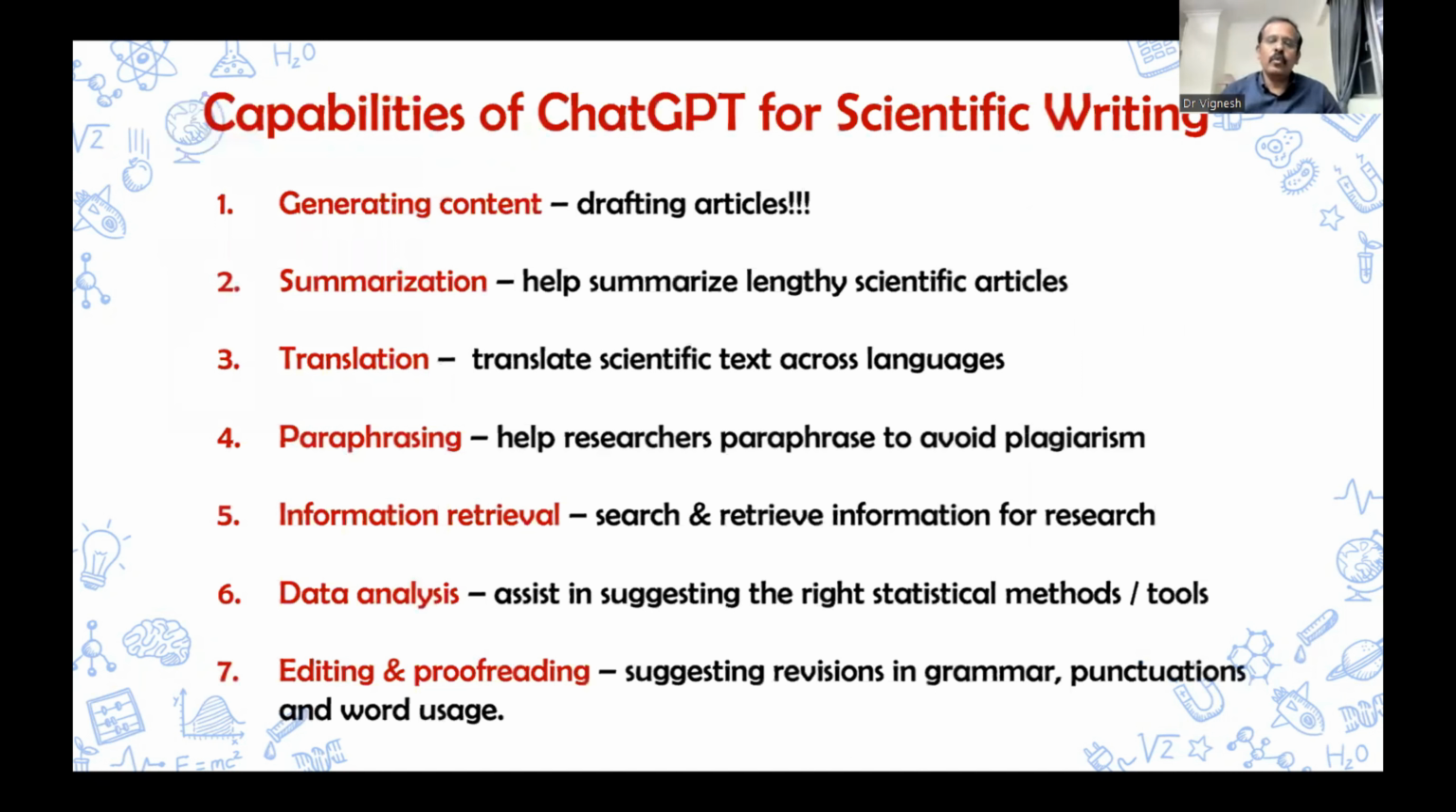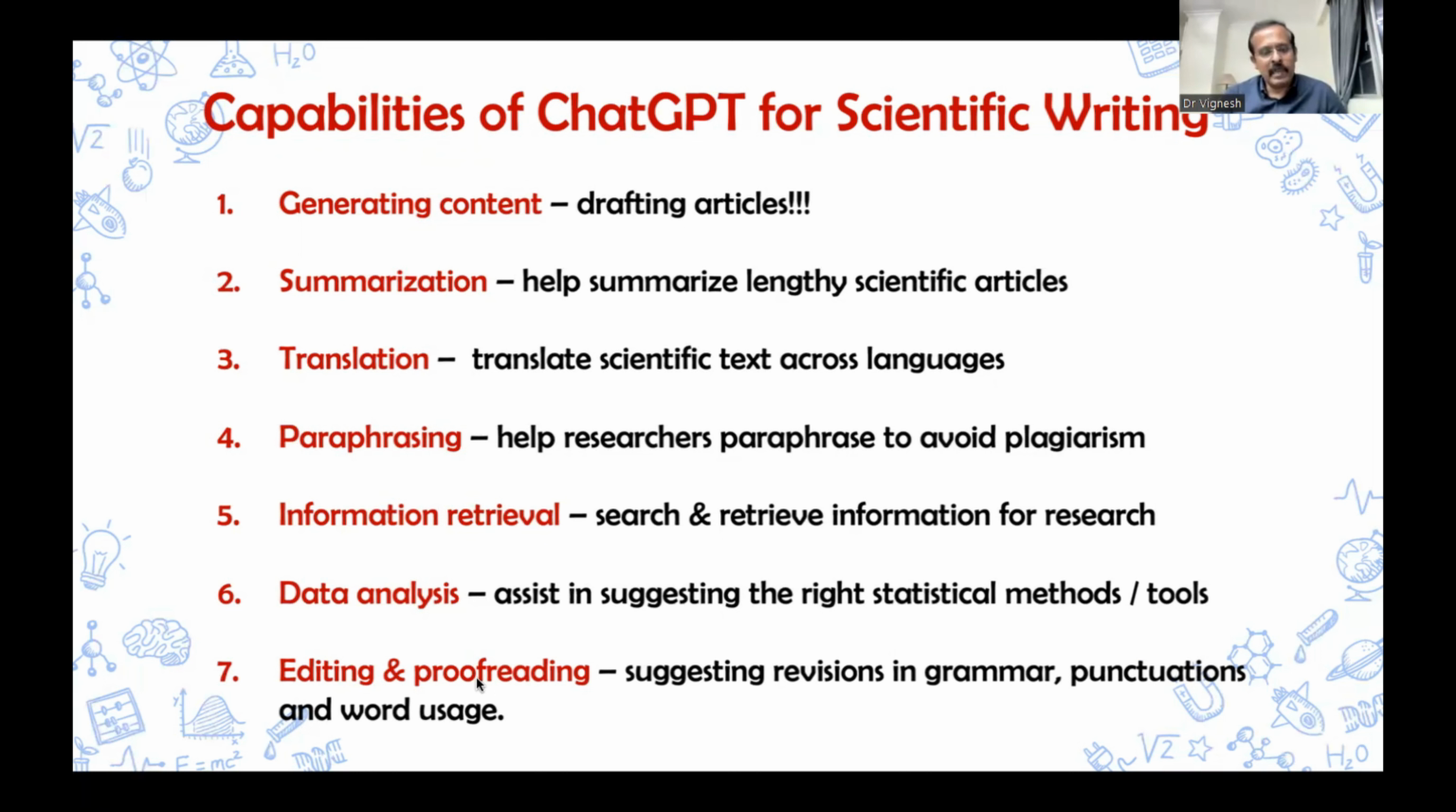So what can we do? How can we use ChatGPT for scientific writing? We can use it to generate content. Okay, I'm not supporting this, I'm just listing it. It can be used to draft articles. It can be used for summarization. You can feed in a lengthy scientific article and ask it to summarize in 4 lines. You can ask it to translate scientific text. Suppose you get an interesting article, but it is in Korean language. ChatGPT can translate it for you.